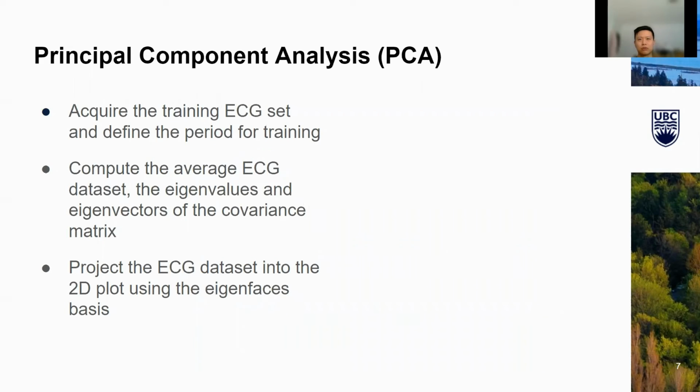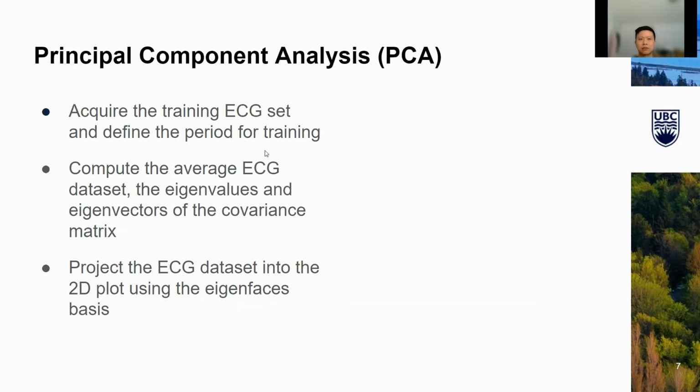Given the ECG data, we want to do a classification to separate them into two classes. One is under treatment while the other one is not. We apply the principal component analysis on the datasets. PCA is an unsupervised learning technique for reducing the dimensions of the datasets.